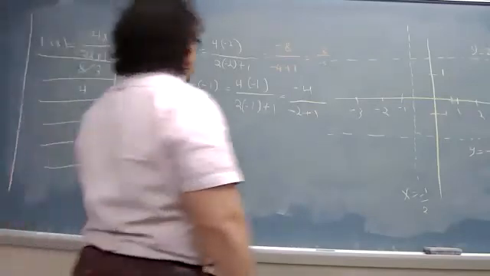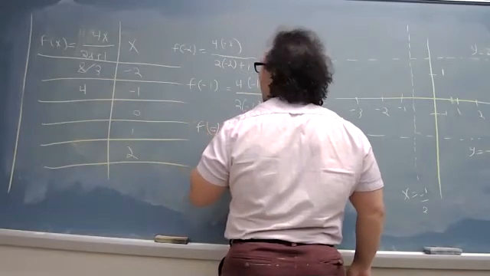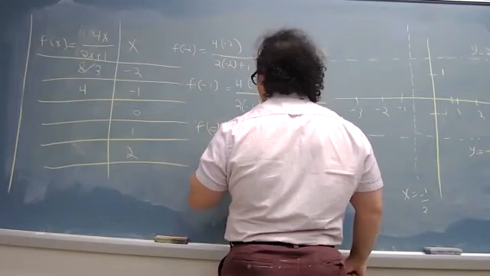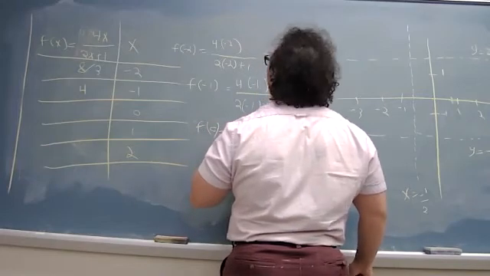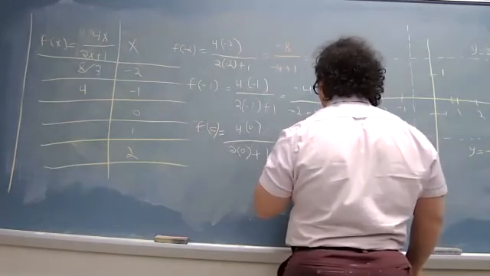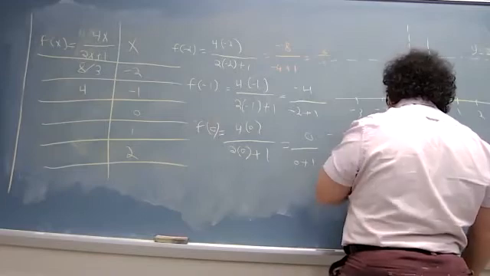All right. What about f of 0? So f of 0 ends up becoming 4 times 0 divided by 2 times 0 plus 1. This ends up being 0 divided by 0 plus 1. So this becomes 0 divided by 1. Oh, but that's 0.